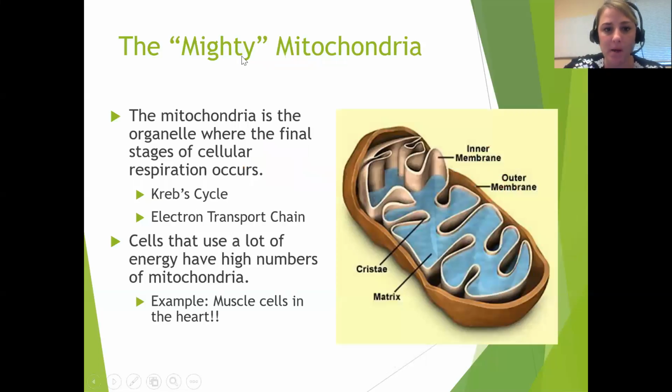All right, so the mitochondria. So again, glycolysis is going to occur in the cytoplasm. Now we're entering into the mitochondria. So that's where we see the Krebs and the electron transport chain.